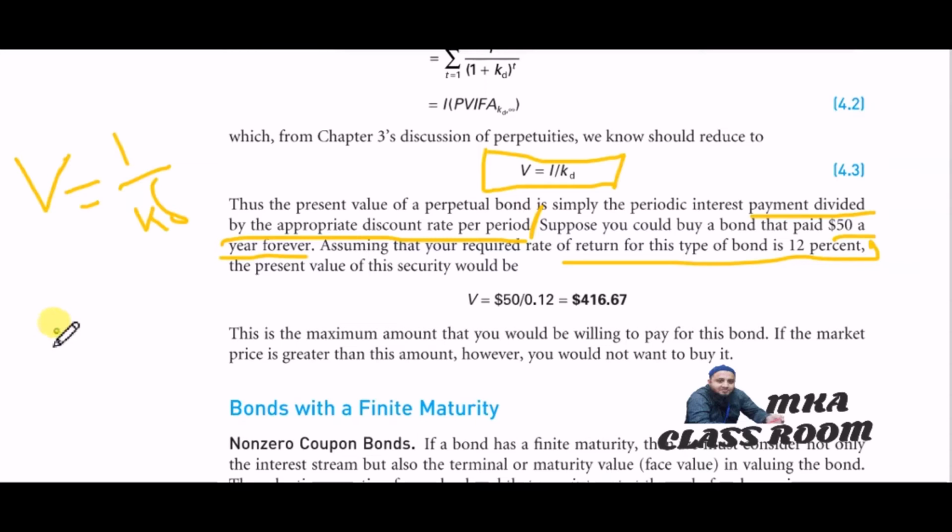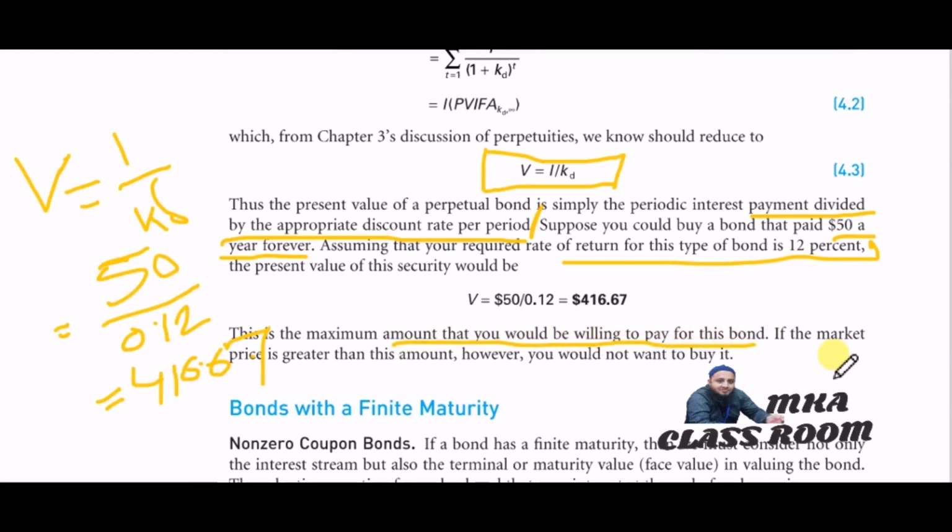So you can calculate it easily. That is 50 divided by the required rate of return, 12%, that means 0.12. Then the result would be the value of the bond, that is 416.67. This is the maximum amount that you would be willing to pay for this bond. If the market price is greater than this amount, however, you would not want to buy it.